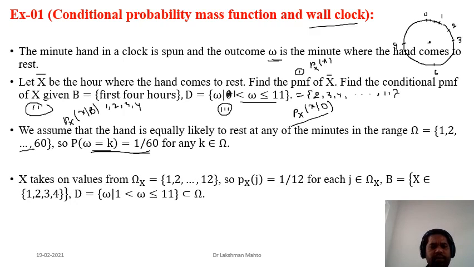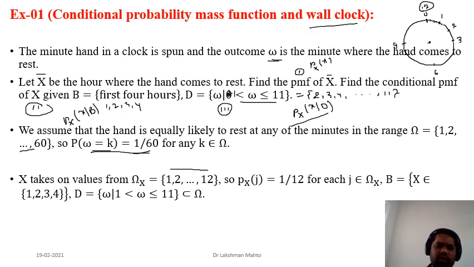Next we have the random variable X, which is talking about our hour hand, which stops at either one or two or three or four or five. You can say it is either 0 or 12, both are equivalent here, 12 o'clock. So our hour hand will take values from 1 to 12.